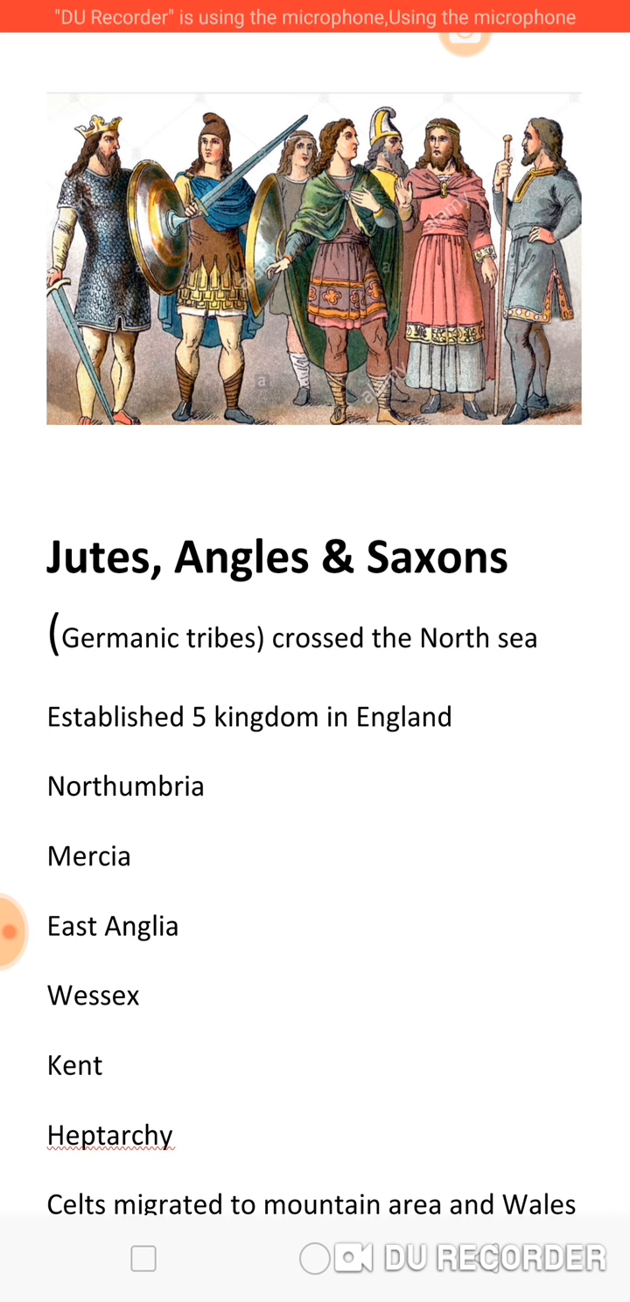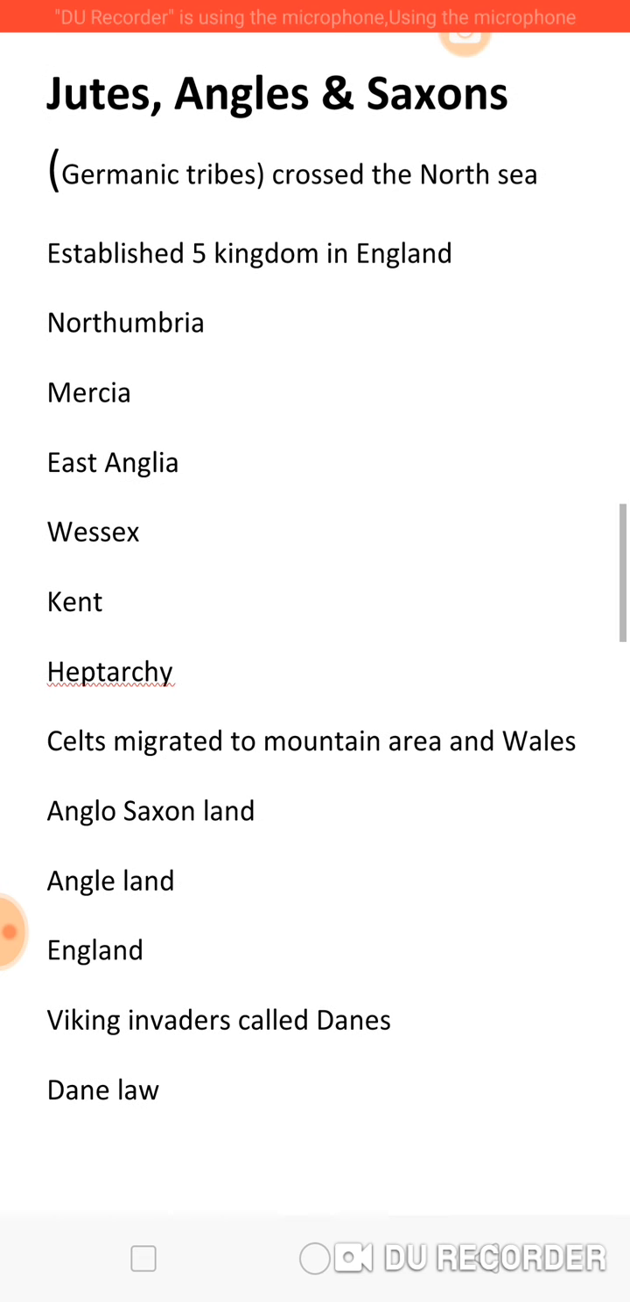Because of the migration of the Jutes, Angles and Saxons, the Celts had to migrate to the mountain area and Wales. And though the Jutes came first, the Angles and Saxons started dominating, and in fact the island got the name Anglo-Saxon land, and later on it became Angleland, and today it is known as England. And these people did not have a very peaceful life because they were attacked by the Viking invaders called Danes.